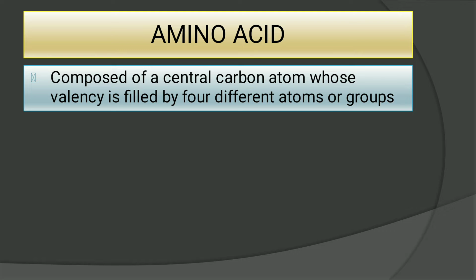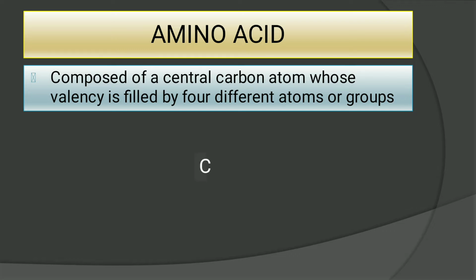So first of all, we need to know what is meant by an amino acid and what is the structure of an amino acid. We know that amino acids are composed of a central carbon called the alpha carbon, whose valence is filled by 4 different atoms or groups, except in glycine, where 2 of the valences are filled by the same atom, hydrogen. So let us see the structure of amino acid.